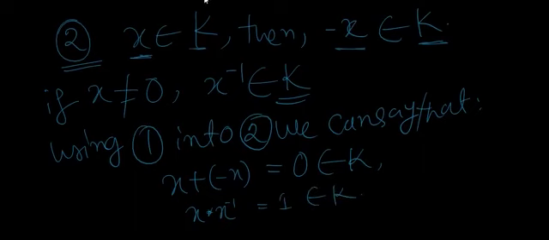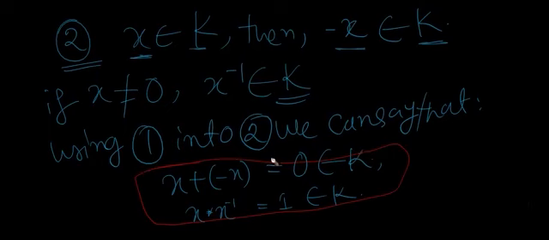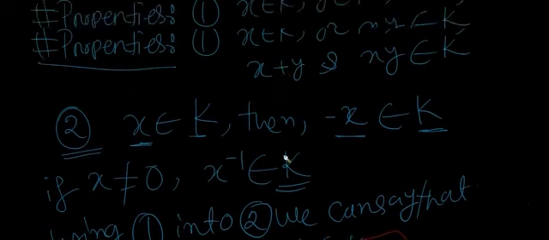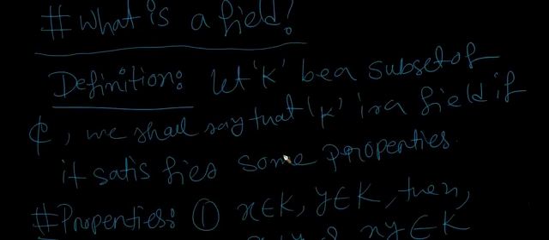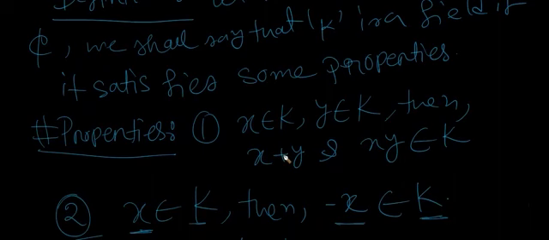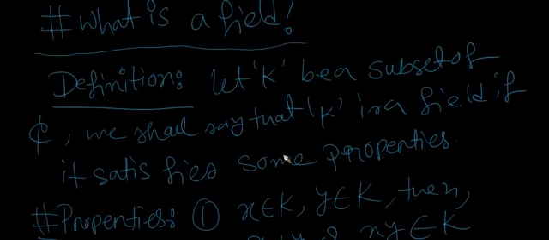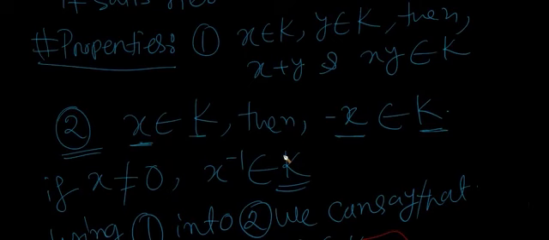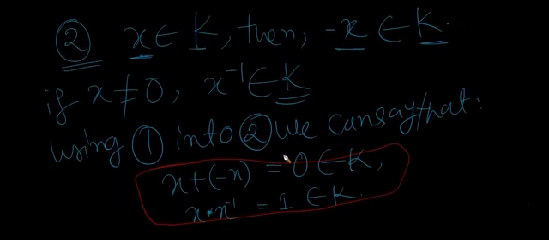So this line is coming from using 1 and 2. Please keep this in mind. As usual, if you open up any standard textbook on linear algebra, you will find these three axioms, or three properties, that the elements of the subset will have to satisfy.